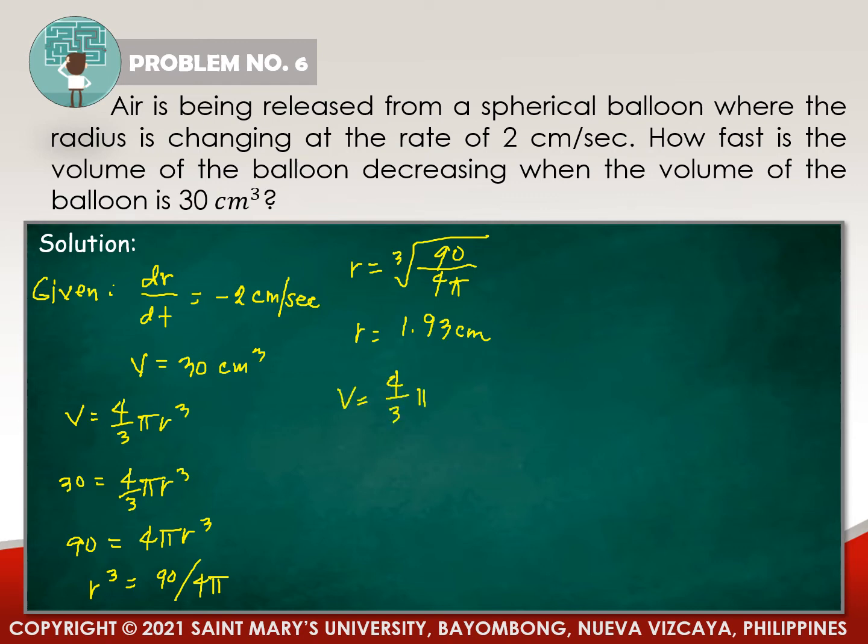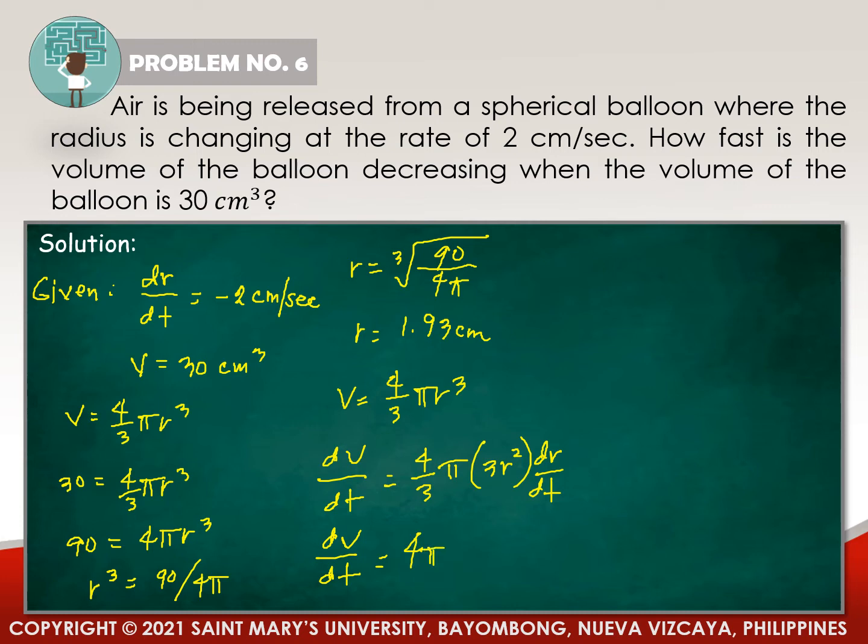So which is 4/3 pi r cubed. So we have dV over dt, and we have 4 over 3 pi. Derivative of r cubed is 3r squared times dr over dt. So we have dV over dt is equal to 4/3 pi times 3r squared, which is 4 pi r squared times dr over dt. Why? Because 3 will be cancelled.